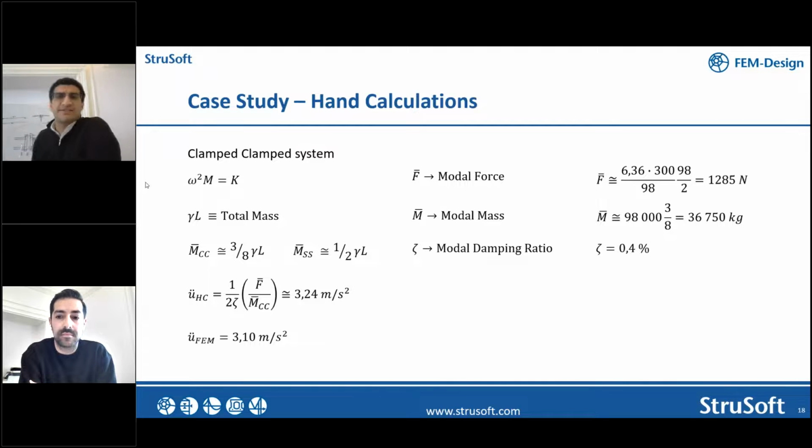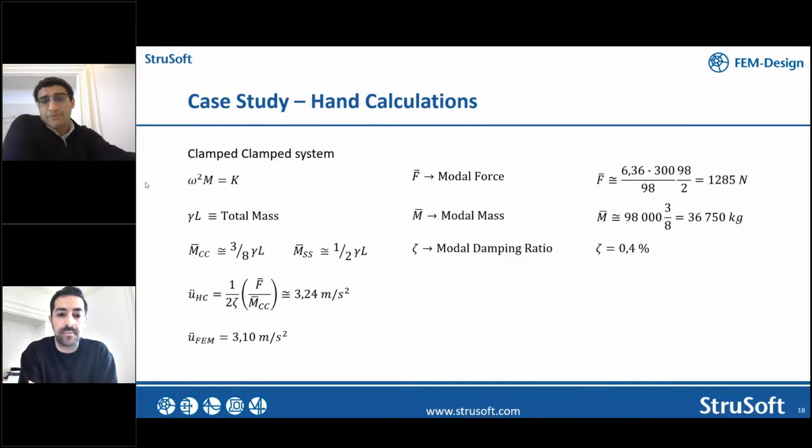So if you go to the right-hand side, you can see that the modal force is equal to our pressure load, so 6.36 pascals, multiplied by the active area, so that's 300 square meters. Then we divide that by the span length of our bridge, 98 meters, and then we get the linear load that's being applied. Then we need to multiply by the factor to get the modal force, that's span length divided by 2, and then we get 1,285 newtons that are actually being applied.